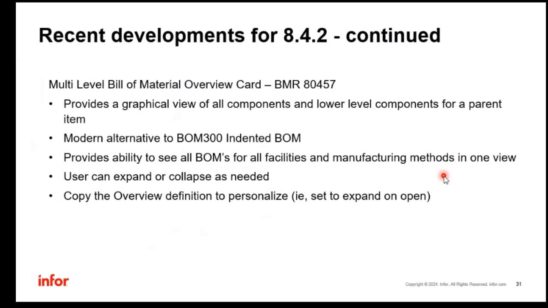And in a lot of ways, it's far better. One of the things is it'll let you see all bills of materials at the same time. So in BOM 300, there's a record for each facility. If you've got different facilities and manufacturing methods, you have a record for every manufacturing method and every facility. This allows you to see all of them at once. You can also expand or collapse it as you need to, and you can copy it, right?